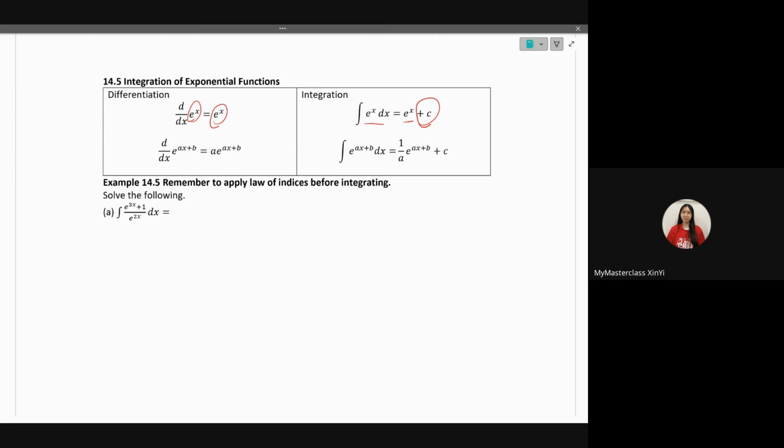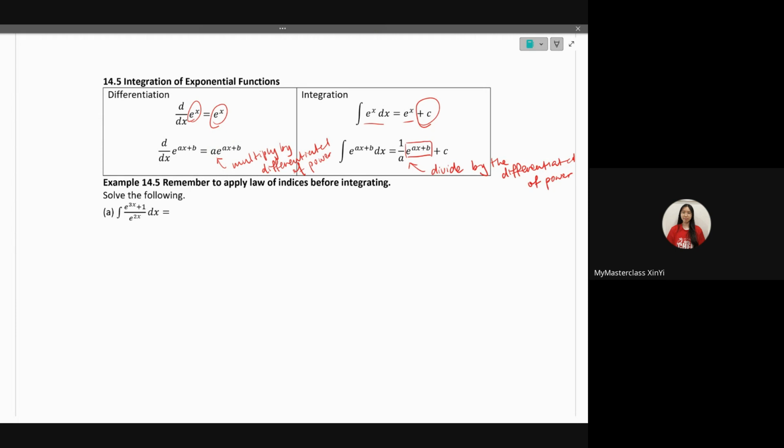Then how about if we integrate e to the power of ax plus b? Same thing, we will get back e to the power of ax plus b, but now instead of multiplying by the differentiated power, I'm going to divide by the differentiated power, while this one is multiply by the differentiated power. So that's the difference between integration and differentiation of exponential functions.